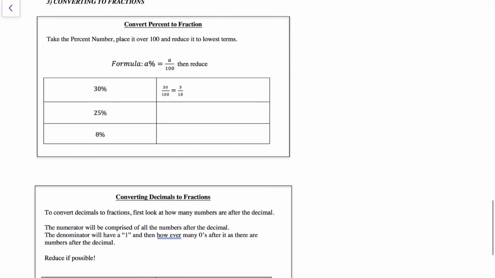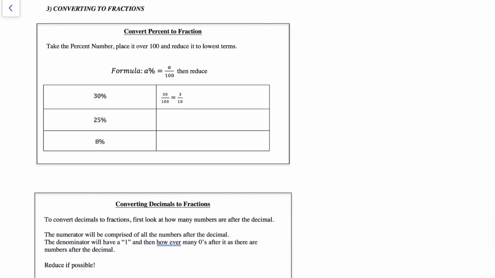Okay, and lastly, let's look at how we put these numbers into a fraction. So to put a percent as a fraction, we need to think about what our bottom number is going to be. So the 30%, 30 is how much I have. I have 30, but out of what? And we know percent is out of 100, so our fraction is always going to be out of 100, and then we need to reduce.